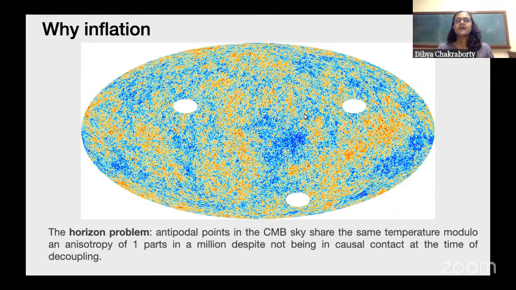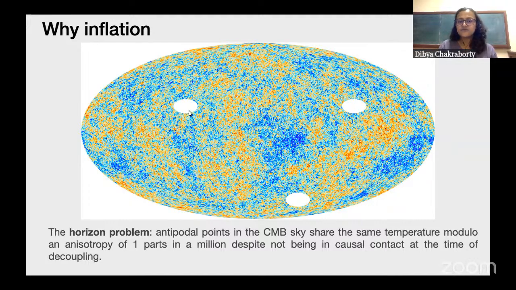Now one can ask what is the largest size of the causally connected region at the time of decoupling, and what angle it subtends at the CMB sky today? That angle is just 1 degree, and if we consider two points separated by more than 1 degree, they should have different behavior in terms of temperature. But that's not what we see today.